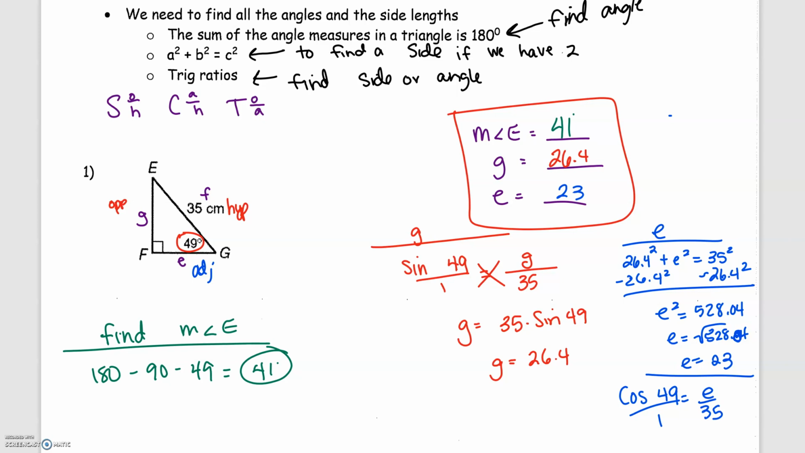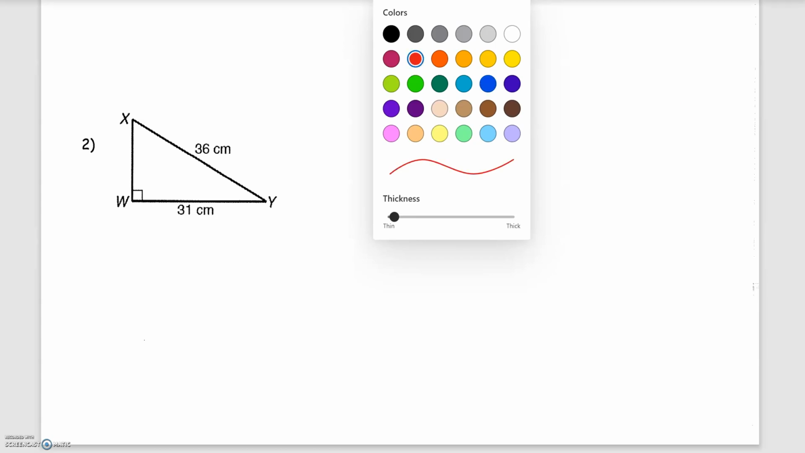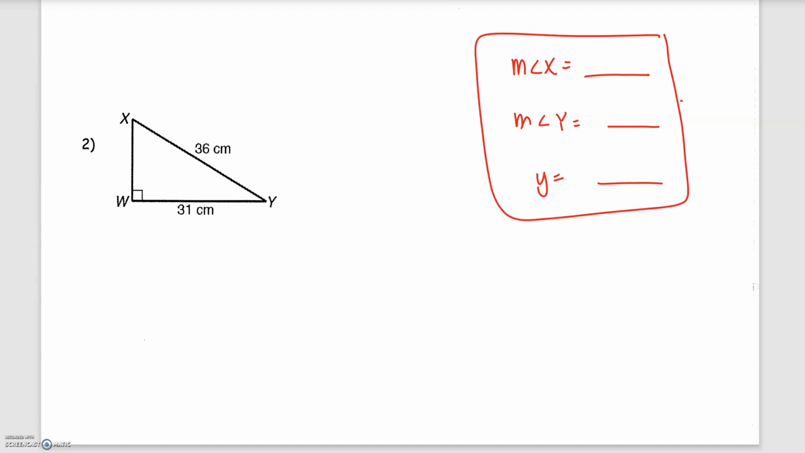So solving is finding all the missing pieces. So on this one, we are going to try and find the measure of angle X, the measure of angle Y, and just one side, lowercase y. So these are the three things that we want to find. So we could start off with trig, or we could start off with Pythagorean theorem and find this missing side. So we could do that to find y.